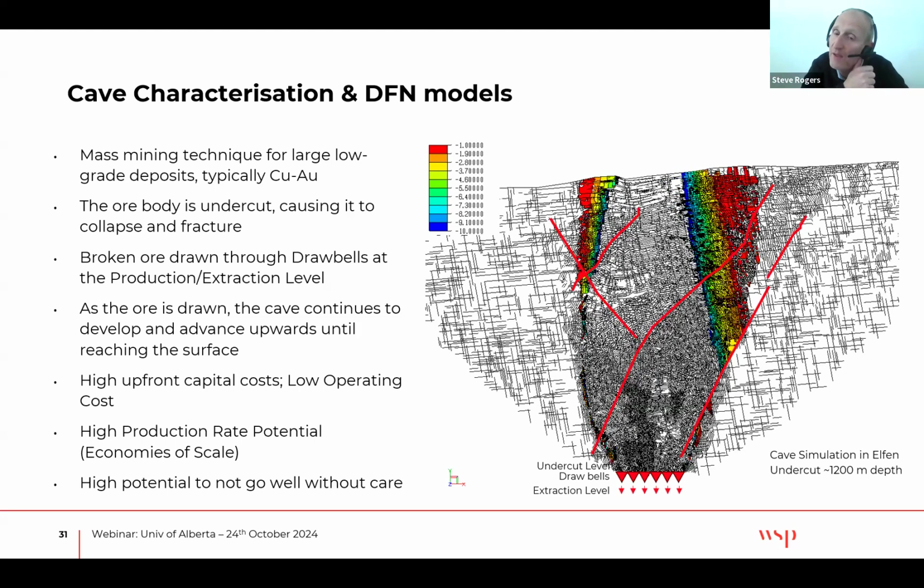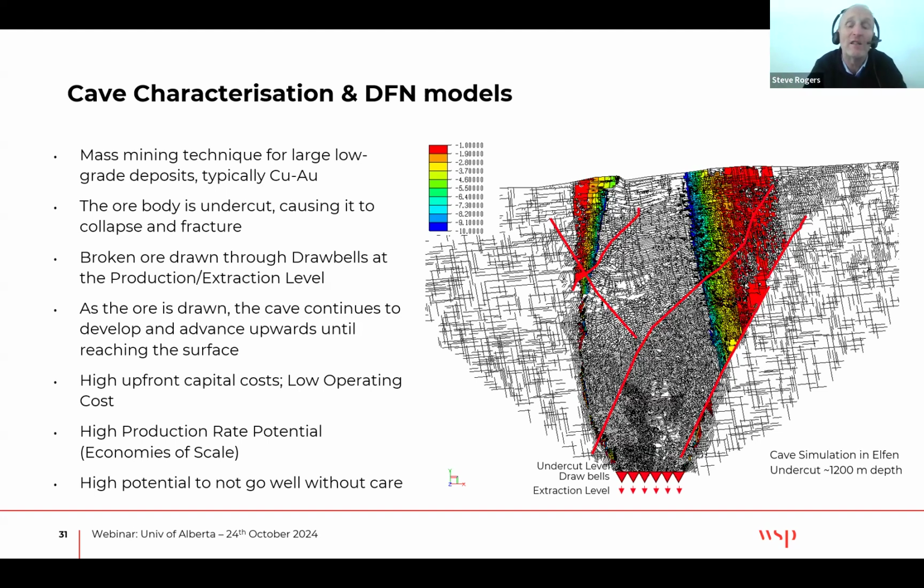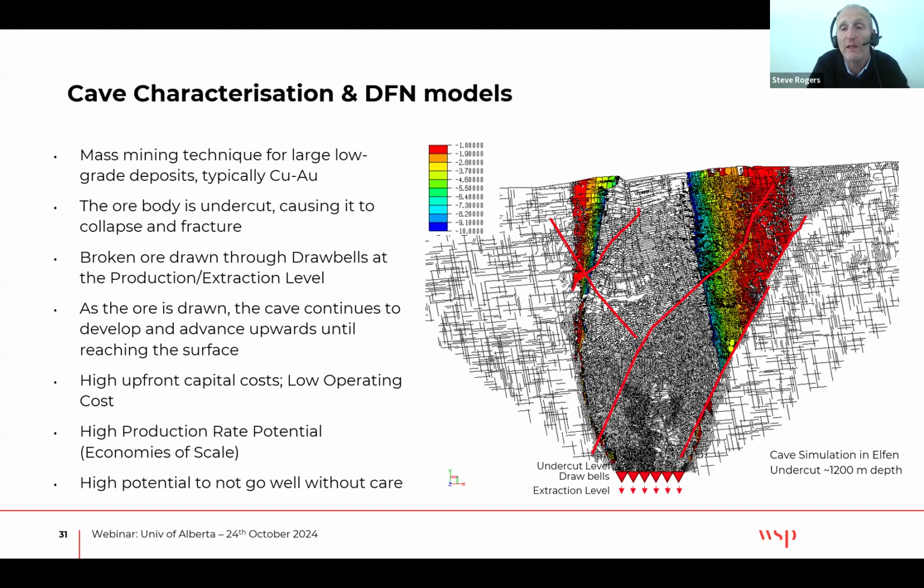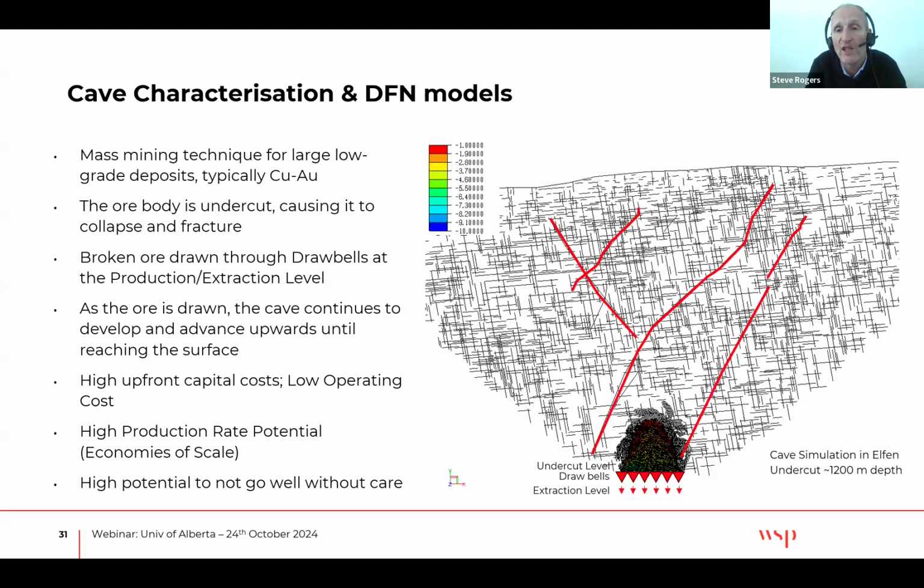And these mines are in many ways the future of copper production as we're running out of large open pit deposits. Lots of the deposits themselves continue underground, and this is a mass mining method.